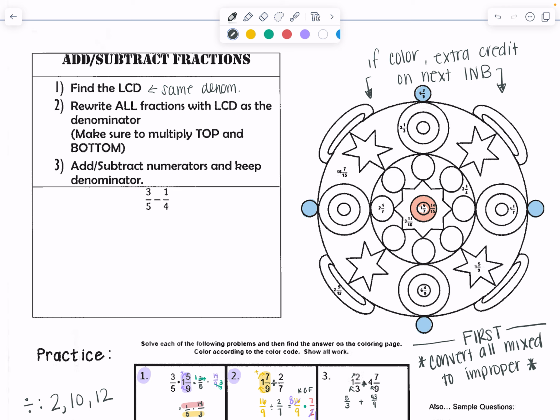Once you get the denominators the same, then you are going to add or subtract the numerators and keep the denominator. A lot of students want to add the denominators because we just came out of multiplication and division. We only add or subtract the numerators and then keep whatever the common denominator is.